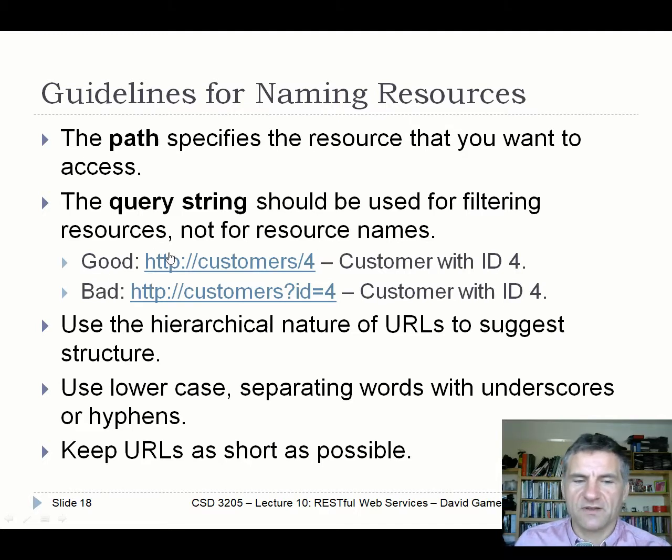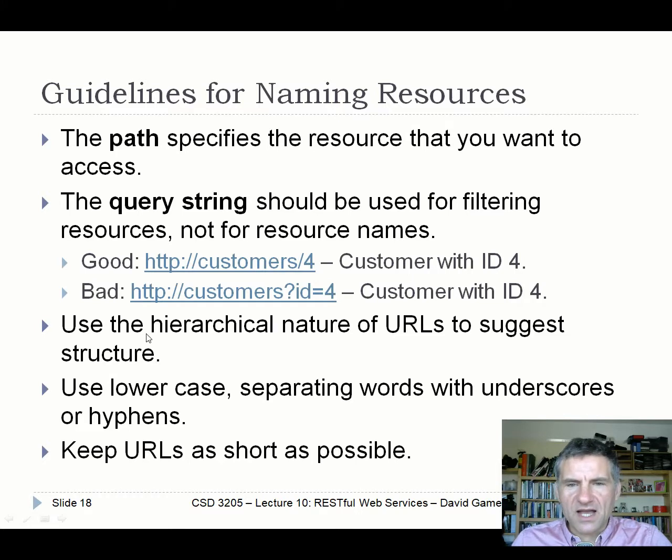So we might have HTTP customers/4. That's our URI for the customer with the ID of 4. Don't do it this way: HTTP customers?id=4. Some websites do it this way. It's not a very good way to do it because we're not using the path to name the resource, and it's better to use the path to name the resource, and then use the query string to include some extra parameters like sorting or ordering, or you might want just the first 20 records or something like that, as I'll explain a little bit later.